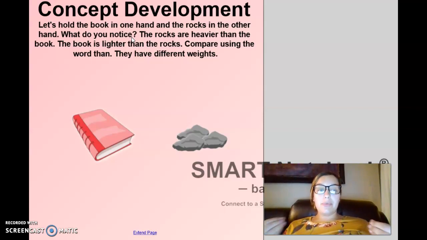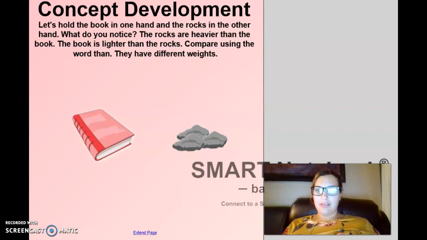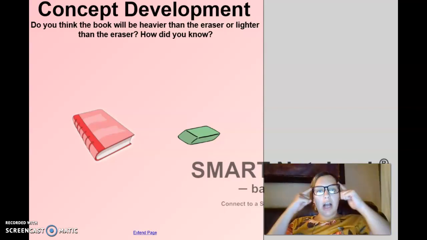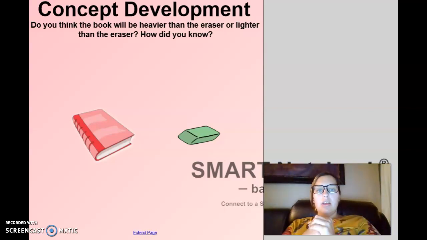They have different weights, so that's why we use the word "than." And since they have different weights, we can figure out if they're heavier than or lighter than one another. Okay, so thinking about what we just talked about with the word "than," I want you to come up with a sentence. Do you think the book is heavier than the eraser or lighter than the eraser?